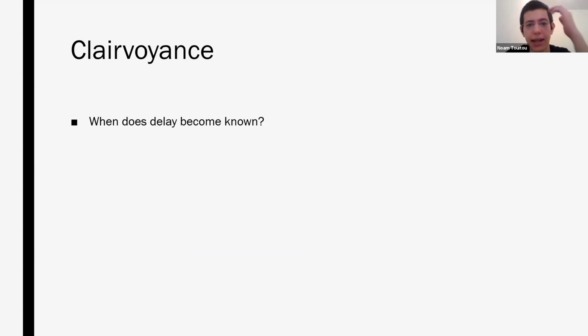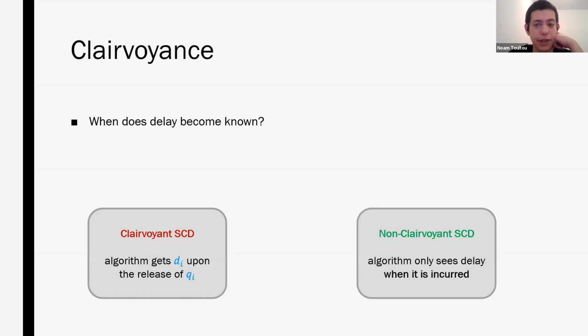An issue that I haven't discussed regarding the SCD problem, the online set cover with delay problem, is when does the delay become known to the algorithm? There are two options for this. The first option is set cover with delay in the Clairvoyance setting. In this setting, the algorithm gains knowledge of the entire delay function of the request QI upon its release. So when it becomes aware of QI, it also becomes aware of its delay function DI.